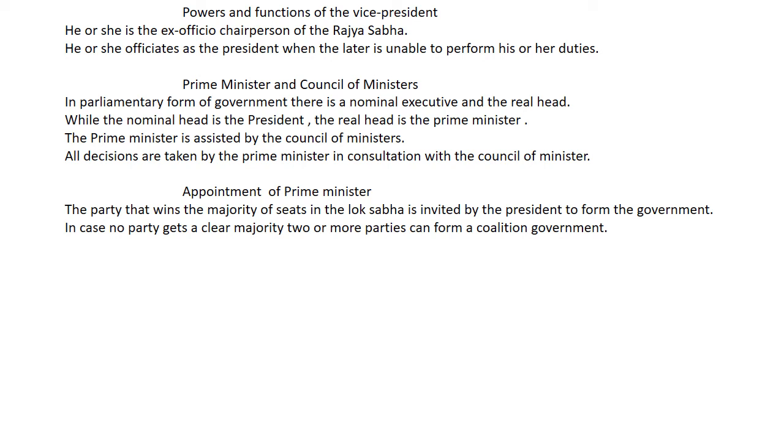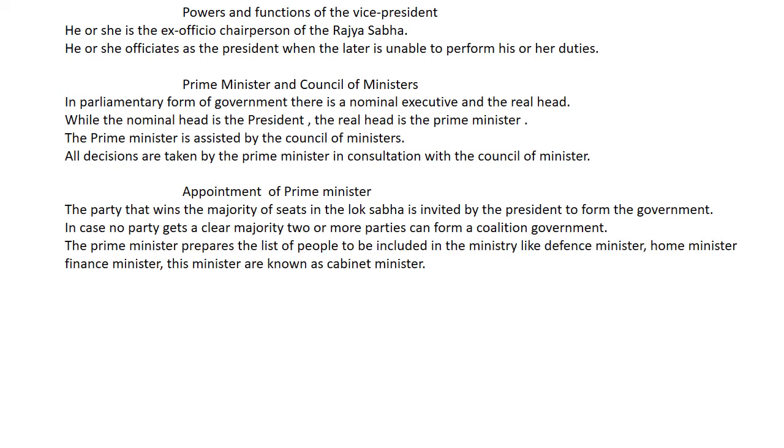How will the Congress form the government? By taking the help of other parties, like the Samajwadi Party, ADMK, or any other regional parties. They will make the majority, 272, then they will form the government. This is what a coalition government is. But if a party has a clear majority, 272 or more, then the president will invite the party that has got 272 seats.